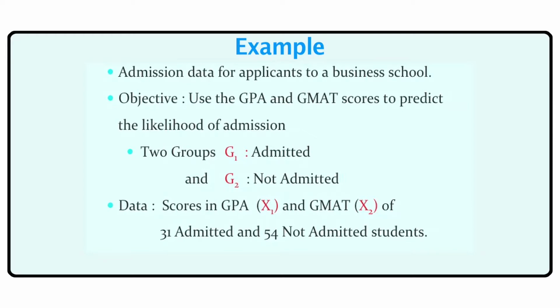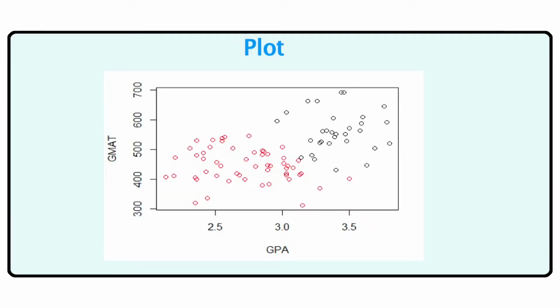We have two variables to look at, and we have 31 students in the first group and 54 students in the second group. So there were 85 applicants, of whom 31 were admitted and 54 were not admitted. And this is how the data look. Okay, so the red ones are those who have not been admitted, and the black ones are those who have been admitted.